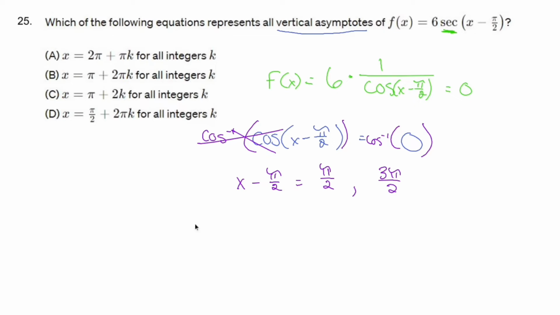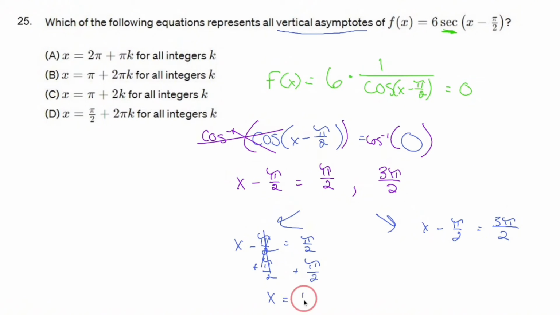So I'm going to solve these as two different equations. I have x - π/2 equals my one option, π/2, and x - π/2 equals my other option, 3π/2. Add π/2 to both sides, and half a π plus half a π gives me a whole π. That's one option. My other option is to do the same process: add π/2, and 3π/2 plus π/2 is 4π/2, which is 2π.